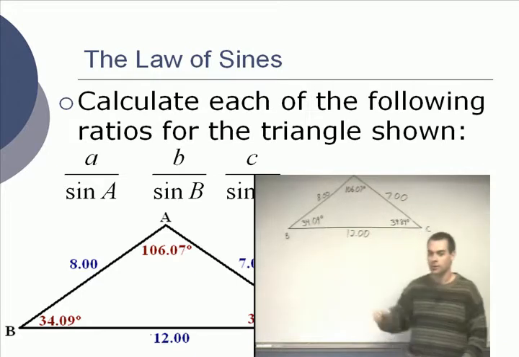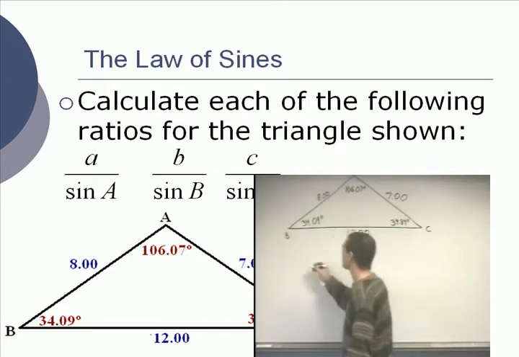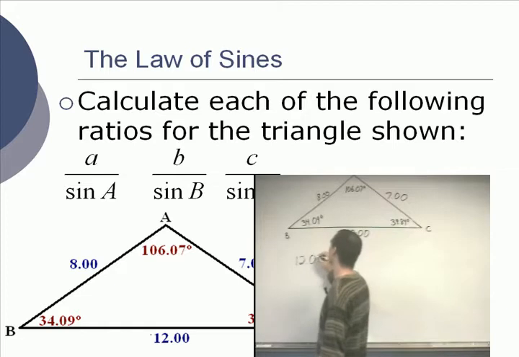Okay, so here's what I'm going to have you do. You 3 guys in the front row, I'm going to have you take the side length A, 12, and divide it by the sine of angle A, 106.07. Second row, I'm going to have you do the same thing for B. Take side B, 7, and divide it by the sine of angle B, 34.07. Everybody in back here, C. Side C, divide it by the sine of angle C. If you do that, for A you'll have 12.00.